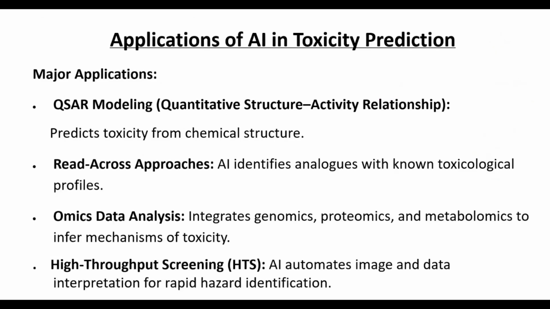So major applications are in QSAR and read-across approaches, that is, analogs with a known toxicological profile. You need not go for animal studies unless you do the read-across approaches. It's a very important part of risk assessment, and those who are working in risk assessment are very much aware of this. Then some toxicogenomics data analysis can be carried out with this AI. Then high throughput screening is very, very important actually.